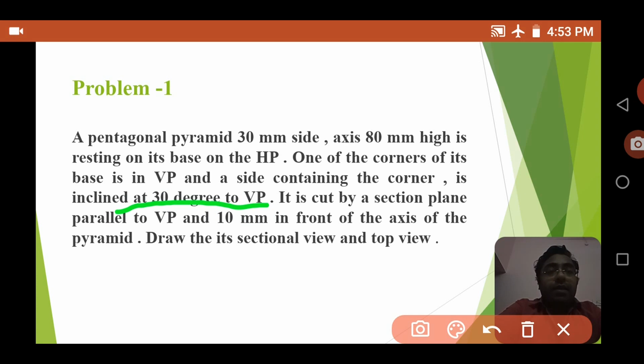So it is cut by the section plane parallel to VP. So up to here the question is okay. Up to here it is the question is okay. Then it is cut by a section plane. Now the section plane is coming.